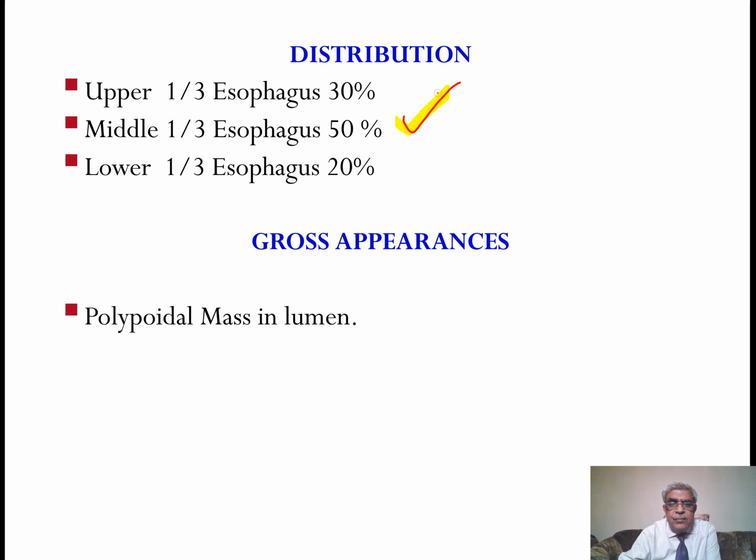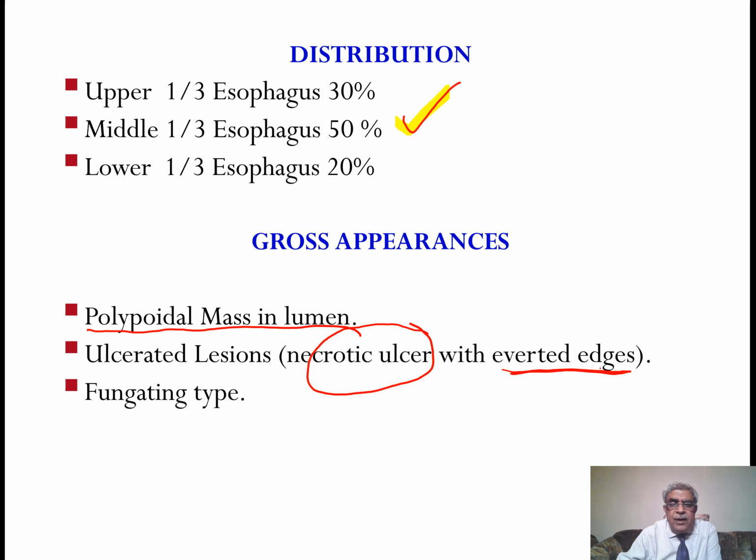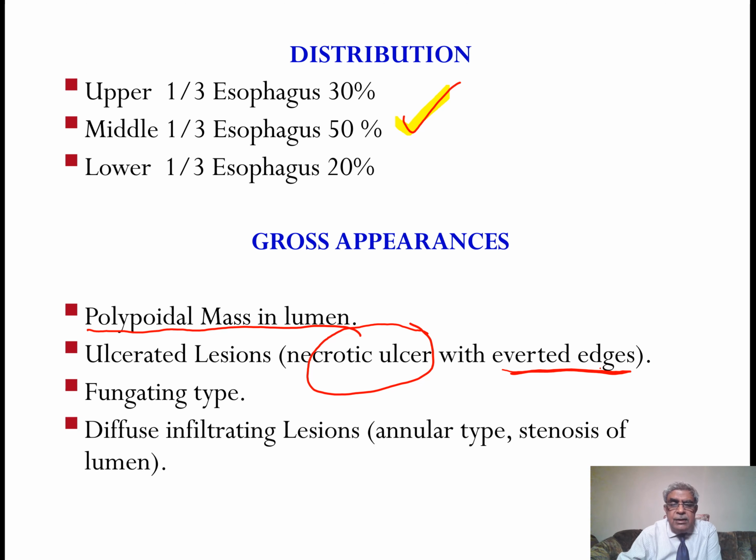Gross appearances: polypoidal mass in the lumen, as I told you, very simple. It can be ulcerative type lesion, and that ulcer has got a necrotic base with everted edges. There is a necrotic ulcer and raised edges, everted edges. And then fungating type, and then diffuse infiltrating lesion, as I told you, that is annular type, which causes stenosis of the lumen.